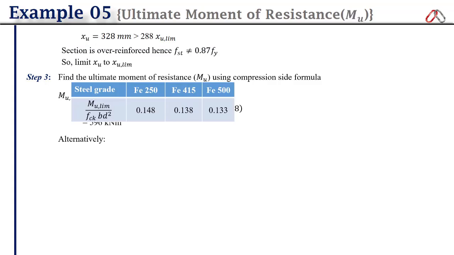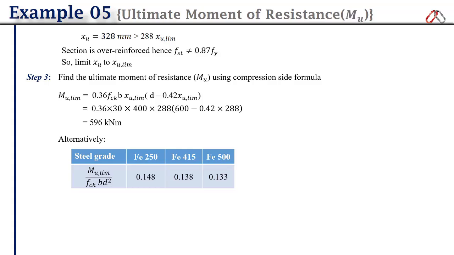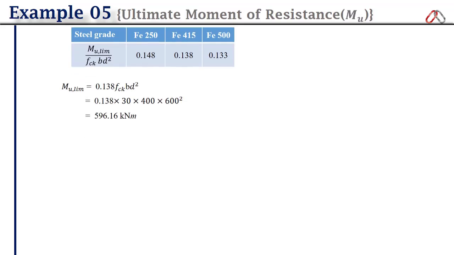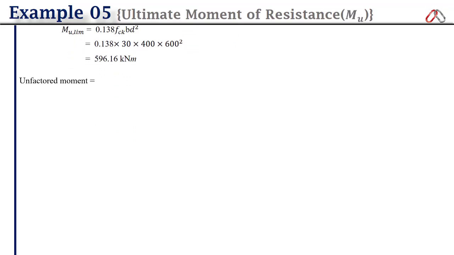And there is another way you can find the Mu limiting. I have shown you the table of Mu limiting upon FCK B D square according to the grade of steel, that is given in the question, Fe415. The value of Mu limiting will be 0.138 FCK B D square, and we already know the values of B and D. So the final value of Mu limiting is approximately 596.16 kilonewton meter. This is also the factored moment, and the unfactored moment will be 596 upon 1.5, that is 397.33 kilonewton meter.